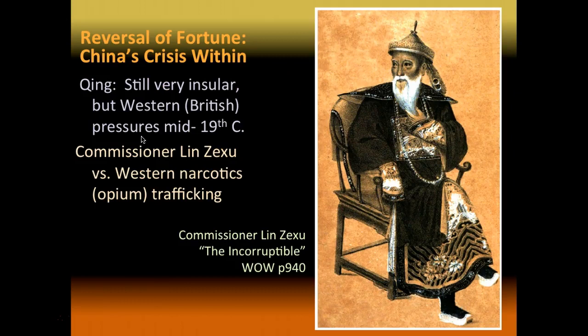Here is an image of Commissioner Lin Zexu, the Incorruptible. And he was fighting Western narcotics trafficking, the opium that came in from the British. And again, remember, the Chinese were still very insular. They did not want any real outside influences, but there were a lot of pressures.